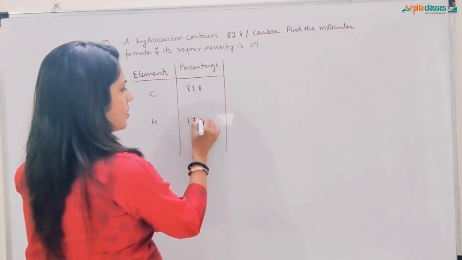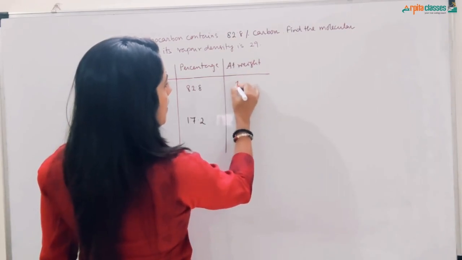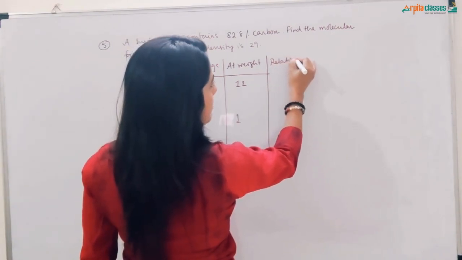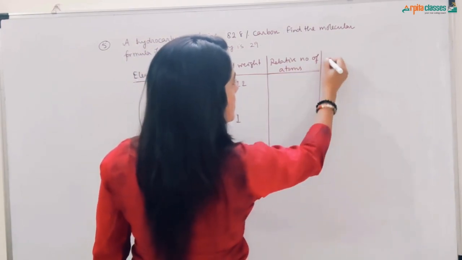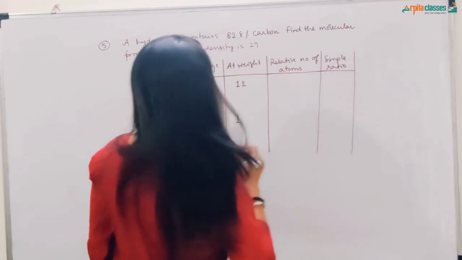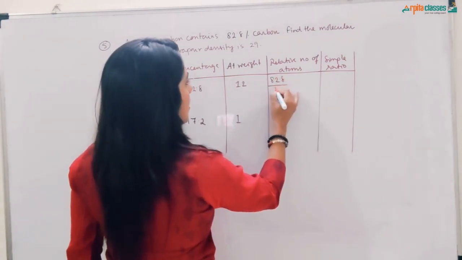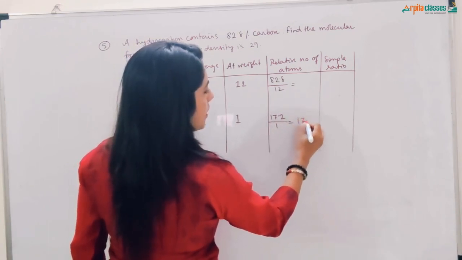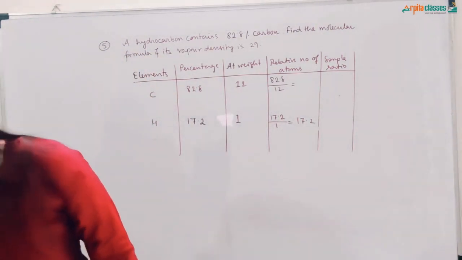We can just do the calculation. Okay, next is atomic weight. So atomic weight of carbon is 12 and hydrogen is 1. Next will be relative number of atoms, and the last column will be simple ratio. Now let us find out this. Okay, so in the relative number of atoms, we'll do 82.8 divided by 12, and here it is 17.2 divided by 1, which will give you 17.2 only. 82.8 divided by 12 will give you 6.9.